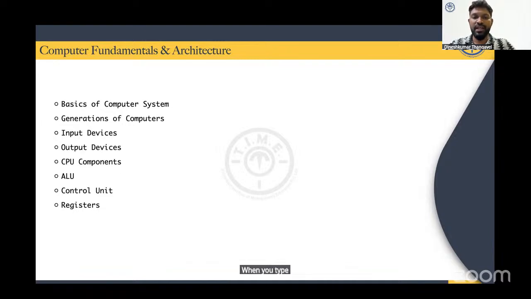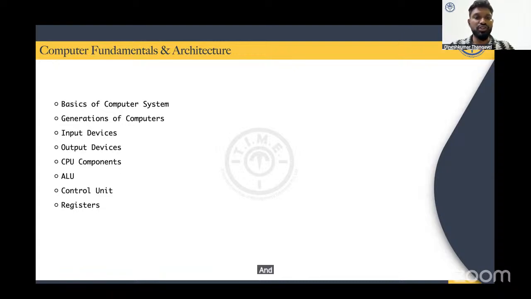When you type your name and press enter, like keyboard input, the CPU will process and the screen will display the output. In most exams, mistakes happen when students confuse input and output devices. We will fix that today.